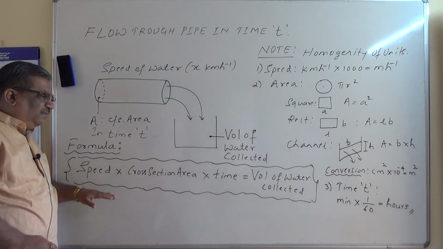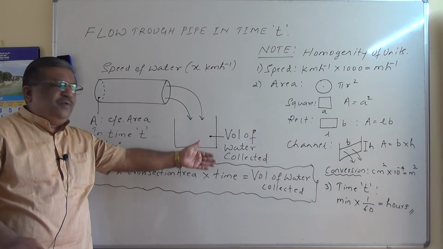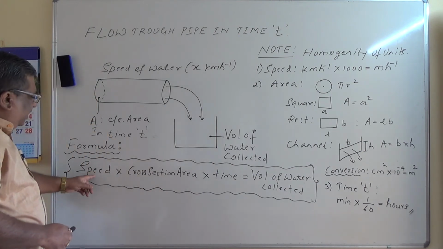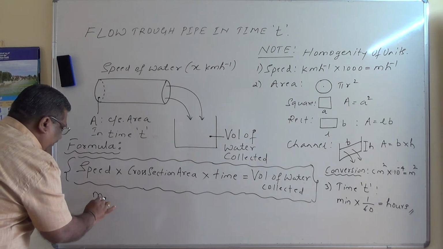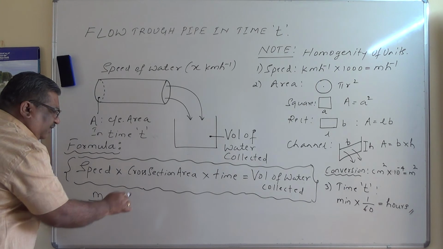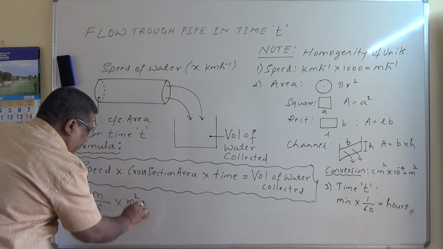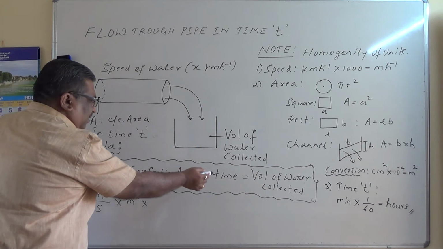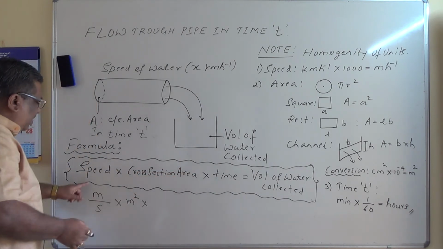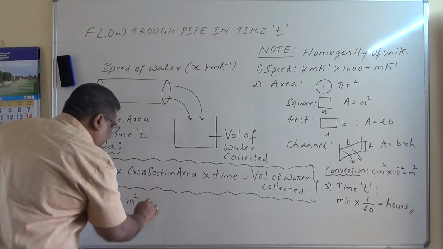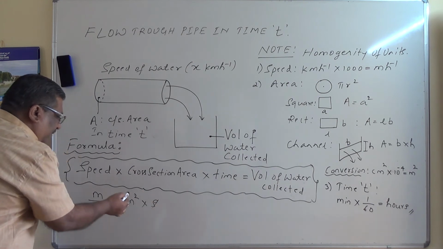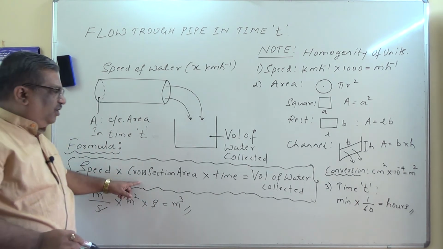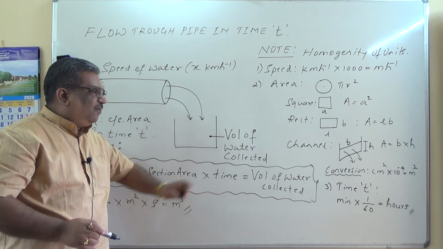Now, how do you confirm that this is speed into cross section area and time should give you volume? The LHS and RHS units of measurement should match, isn't it? Now, if the speed is meter per second, into cross section area is square meter into the time is seconds. Actually, I consider homogeneity of units as seconds only. So second cancels, square meter into meter gives you cubic meter, and therefore multiplying speed with cross section area and time is nothing but the volume of water collected in this particular tank.